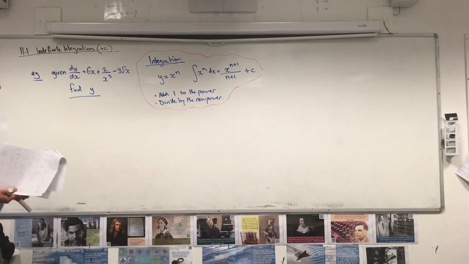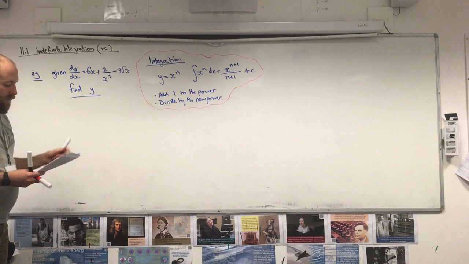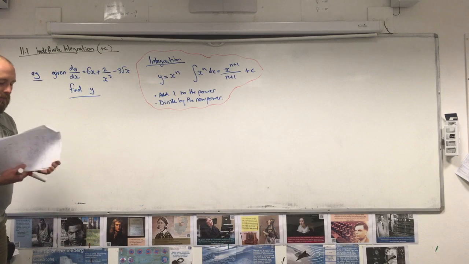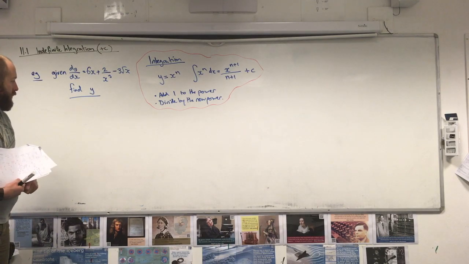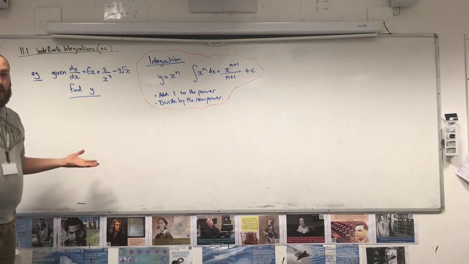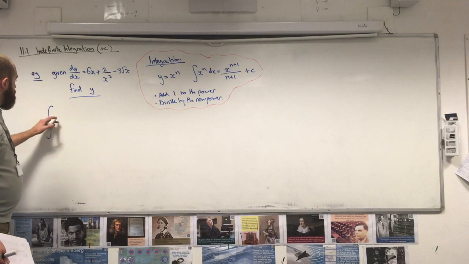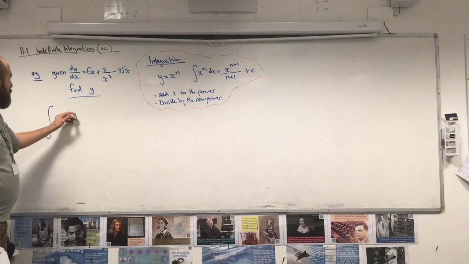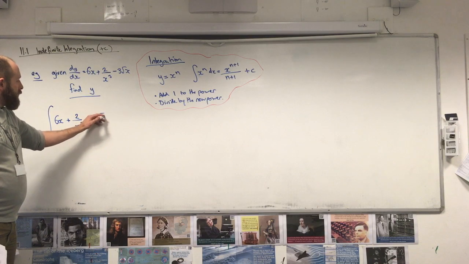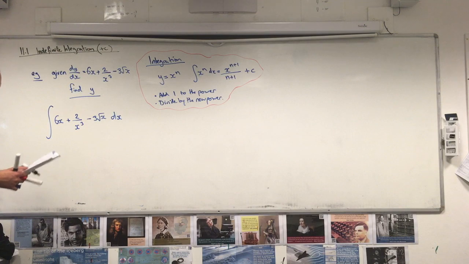So we've been given a differential here, find y. So in order to get y, we're going to integrate the differential to get back y. So you can kind of think of integration as undoing differentiation. If you differentiate something and want to get back to where you started, you integrate. So we're going to integrate 6x plus 2 over x cubed minus 3 root x, dx. Again, that tells us which letter we are integrating.